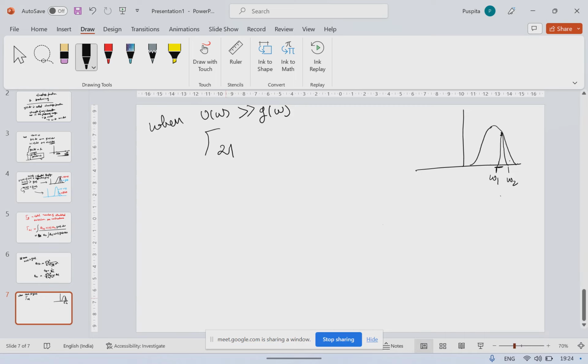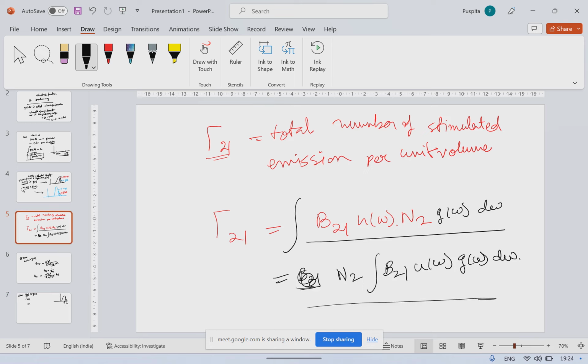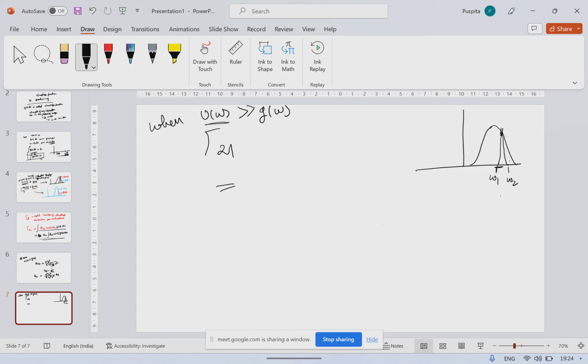So between omega 1 and omega 2, we can say that here it is like this portion. U omega is almost constant. So we can put this U omega term from this expression outside of the integration. So U omega into integral omega 1 to omega 2 of G omega d omega, pi square c cube h squared omega cube.